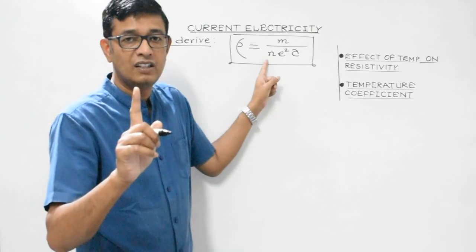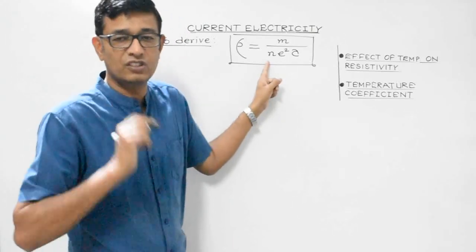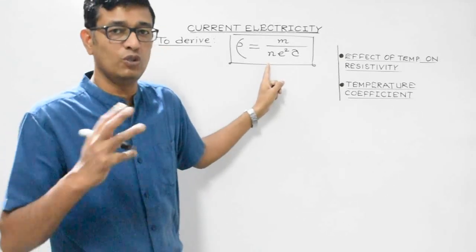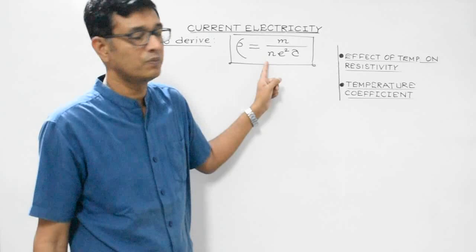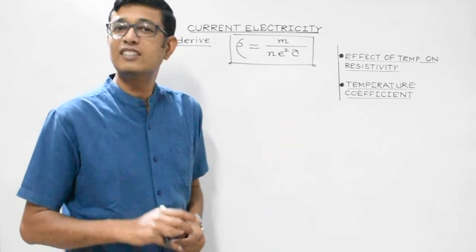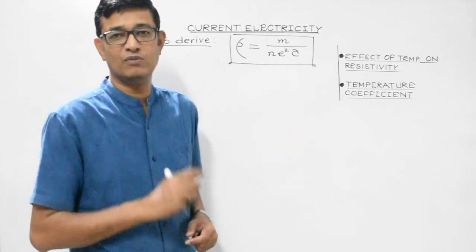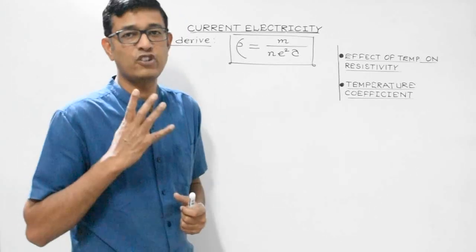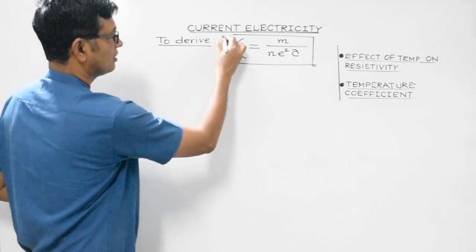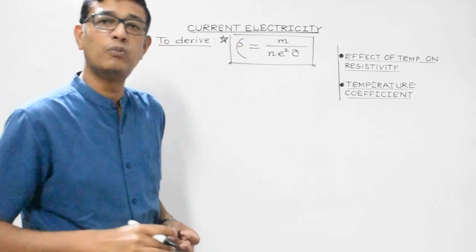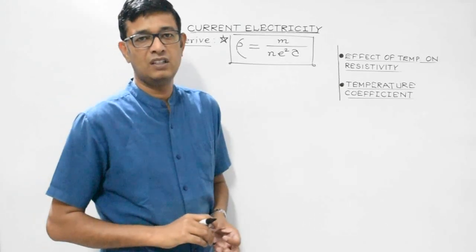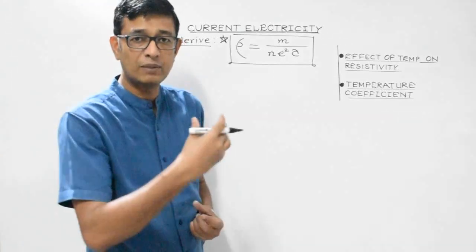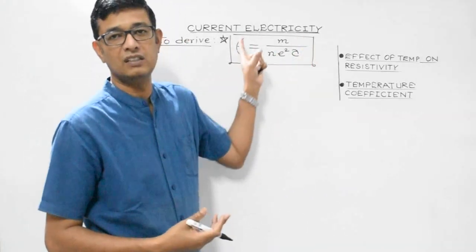n, students, remember, is the number density of electrons, that is the total number of electrons present in the substance per unit volume. So its SI unit is per meter cube. Tau, you are aware, is the average relaxation time. Relaxation time is the time that has elapsed between two successive collisions. So students, this is a very important article from the board examination point of view as well. In order to theoretically conclude how the resistivity depends on temperature, you need to first prove it mathematically, right?